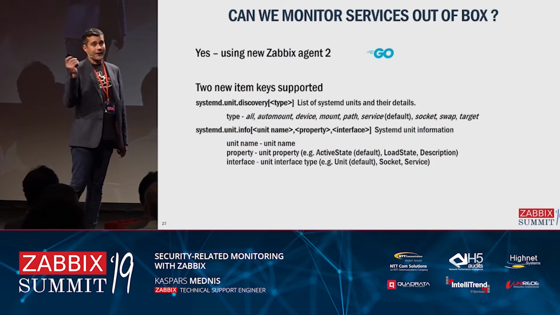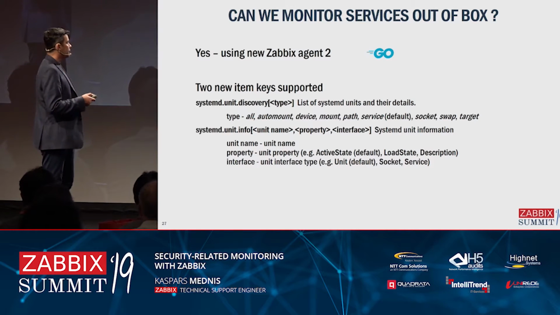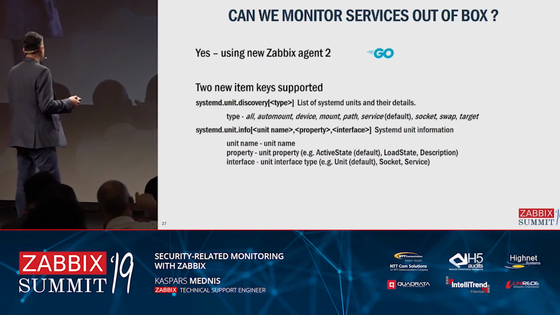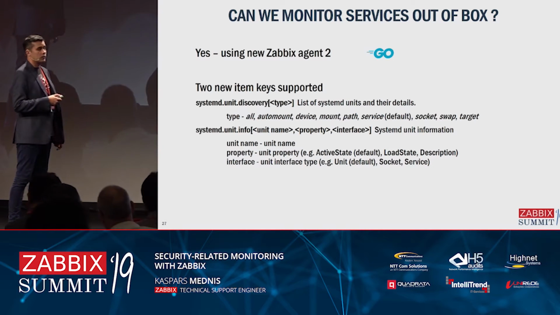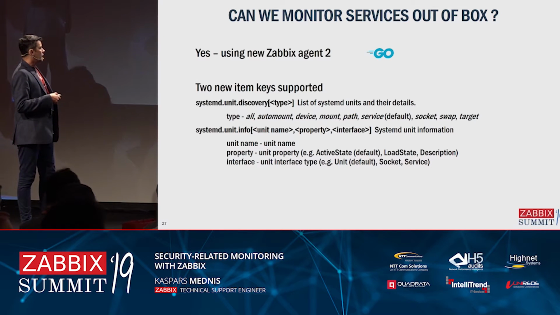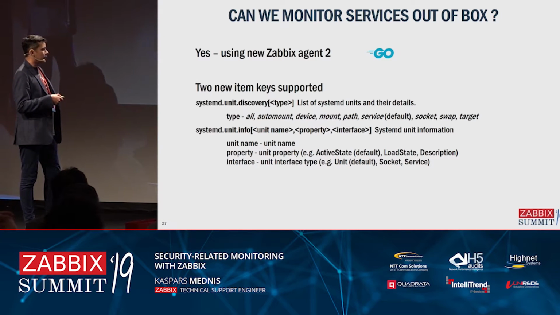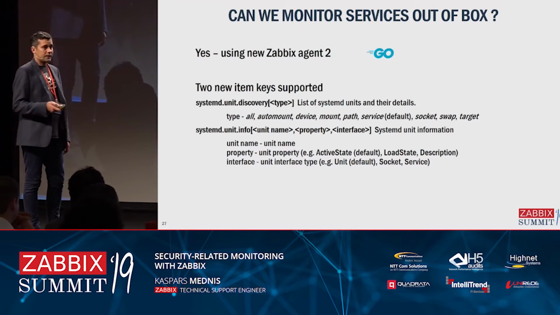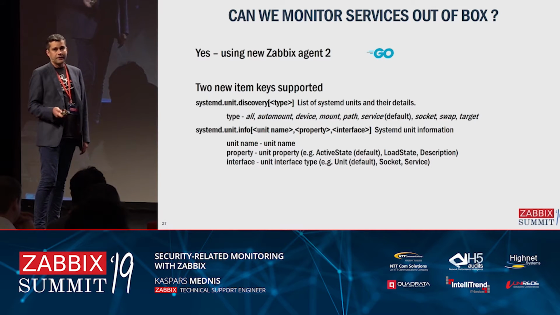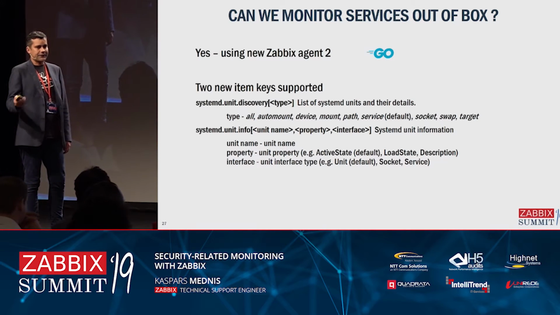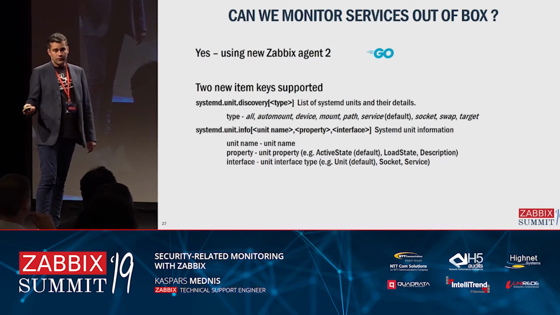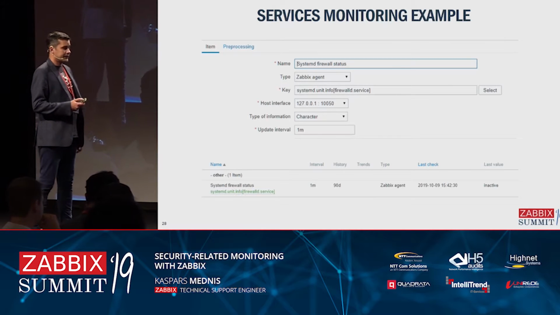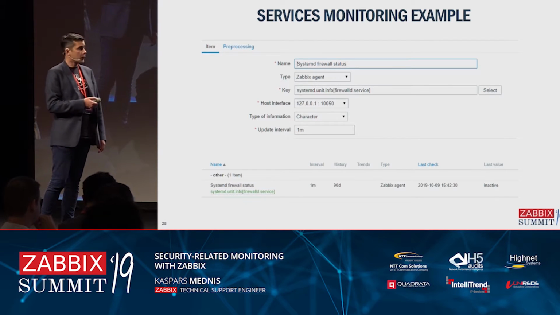My colleague, Alexei, yesterday told you about the new Zabbix agent 2, which is written in Go language. And now, if you are using this agent, you have 1 new key and 1 new discovery rule. So you can discover systemd services out of the box, which means if you have some very important services like firewalls or other services which help to protect you from potential attacks, you can monitor that those services actually are running. Yes, very simple.